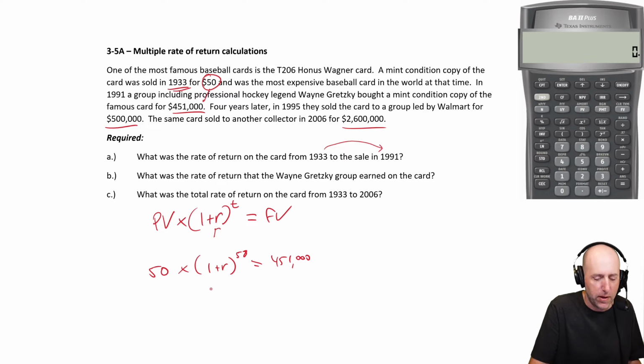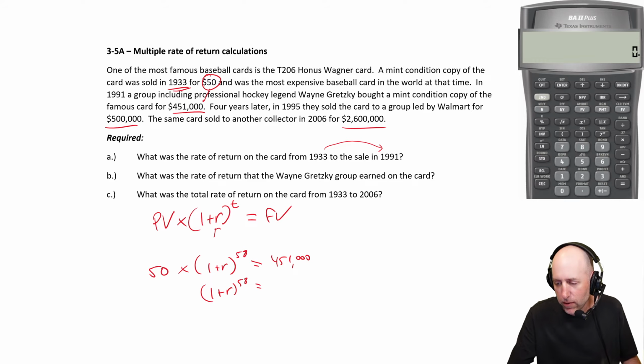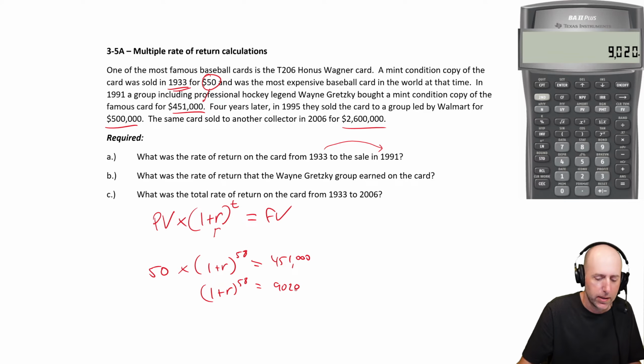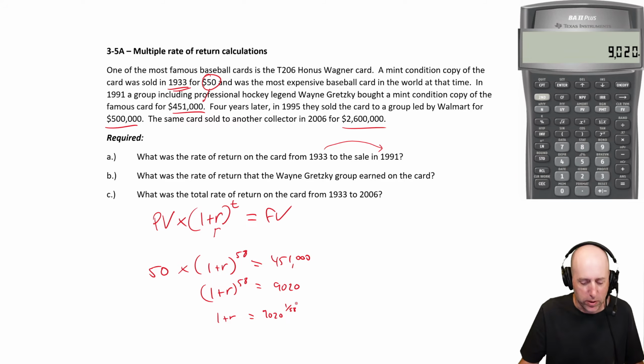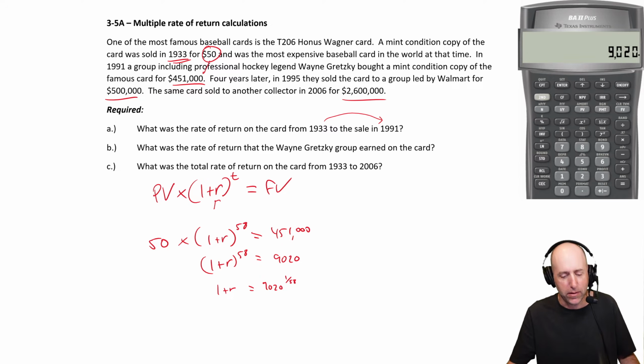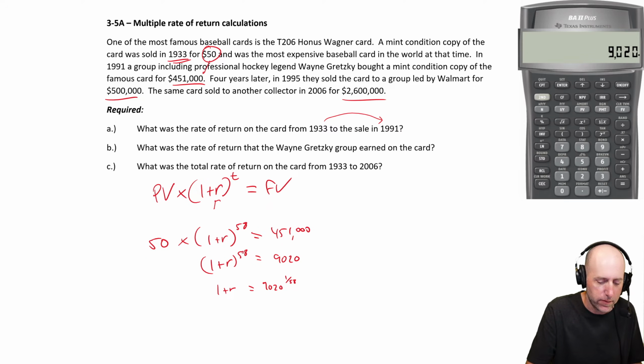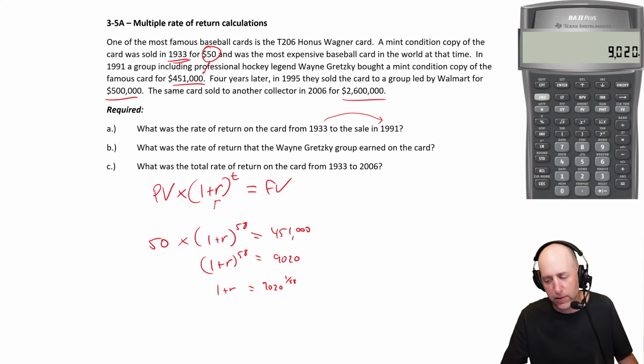Divide 451,000 by 50, so we get 1 plus R raised to the power of 58 equals 9,020. Okay, so 1 plus R to the 58th equals 9,020. We have to take the 58th root of these, so raise both sides to the power of 1 over 58 to get that working. So again, we're just getting rid of this exponent, so we raise both sides to the power of 1/58.